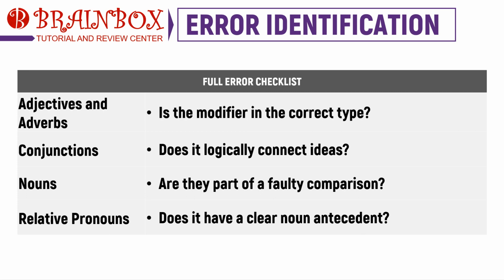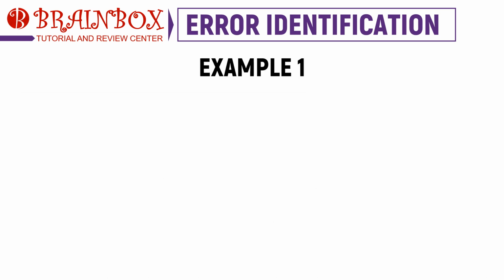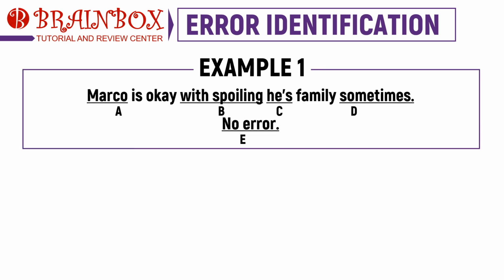To test your understanding of this topic, let us try to apply the tips and checklist given in the previous slides through the following examples. Try to find the error in this sentence. Marco is okay with spoiling his family sometimes. Find the error from the given options. Answer E. No error if you can't find any mistakes from the sentence.